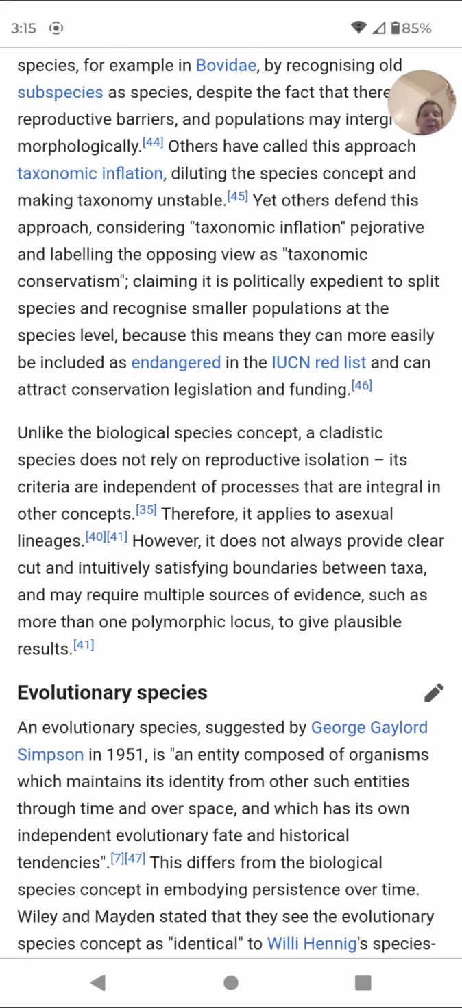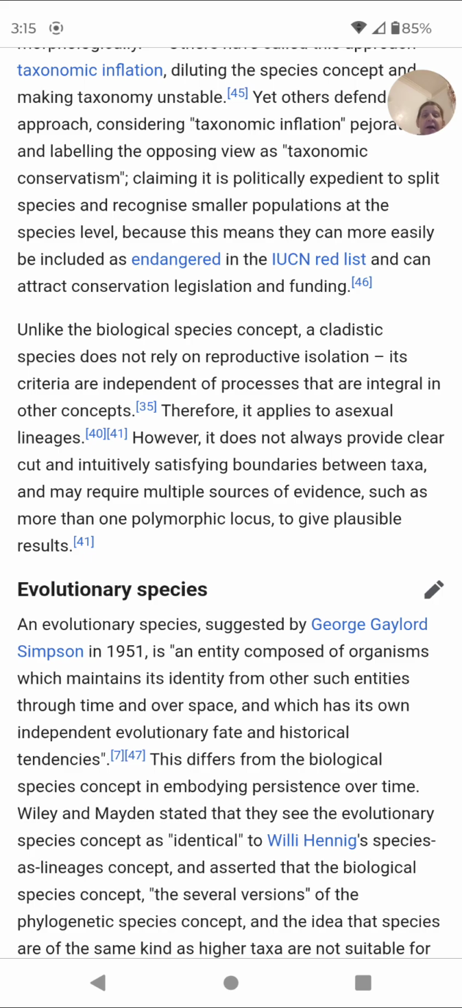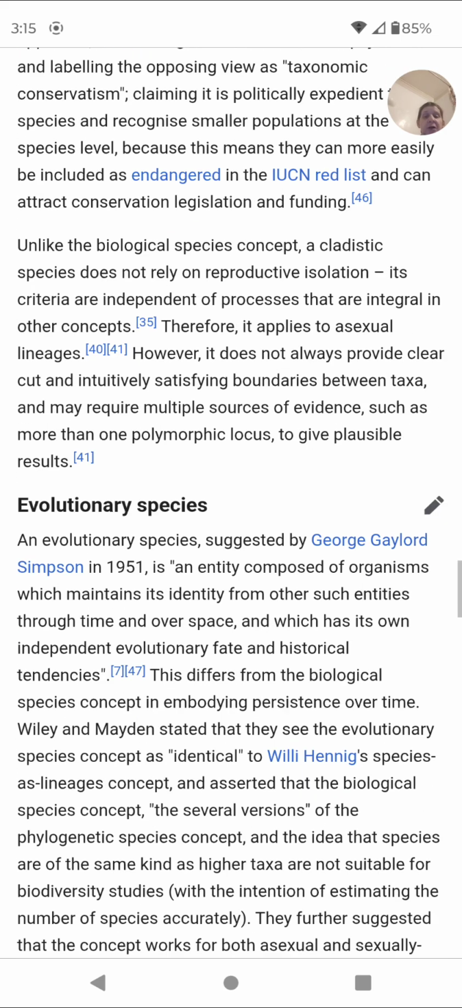Unlike the biological species concept, a cladistic species does not rely on reproductive isolation. Its criteria are independent of processes that integrate in other concepts, therefore it applies to asexual lineages. However, it does not always provide clear-cut and intuitively satisfying boundaries between taxa, and may require multiple sources of evidence, such as more than one polymorphic locus, to give plausible results.